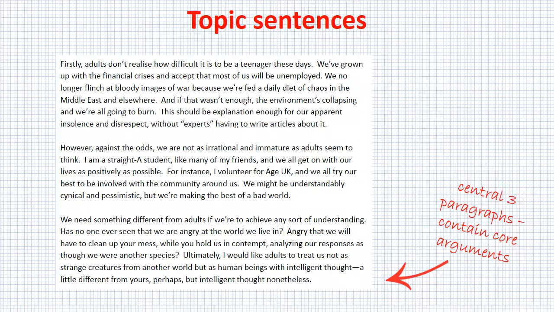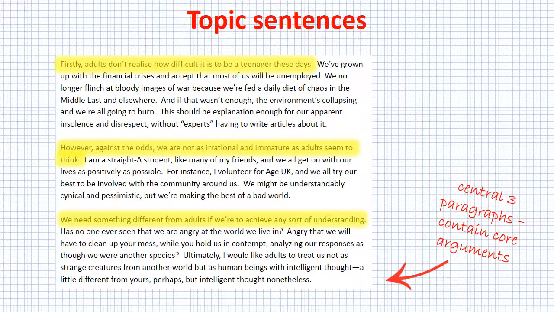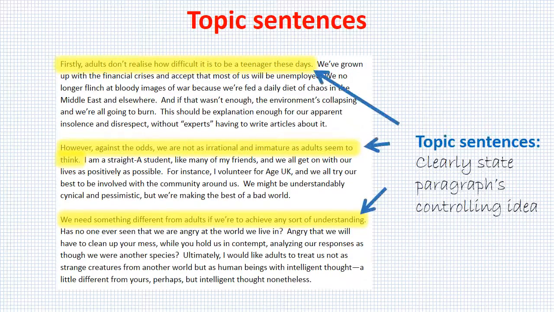We've seen how in this text each paragraph has a distinct controlling idea. This is a well-written text, it's cohesive and coherent. But what makes it so? Well, firstly, the main point of each paragraph is clearly stated in the first sentence, here and here and here. These are called topic sentences. A topic sentence should clearly and simply state the controlling idea of that paragraph.